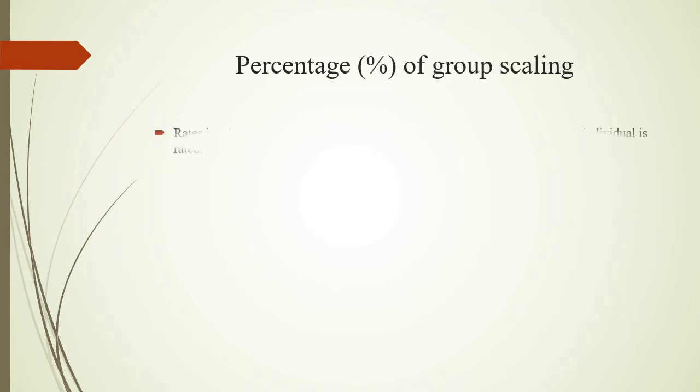Percentage of group scaling. Rater is asked to give the percent of the group that possesses the trait on which the individual is rated.